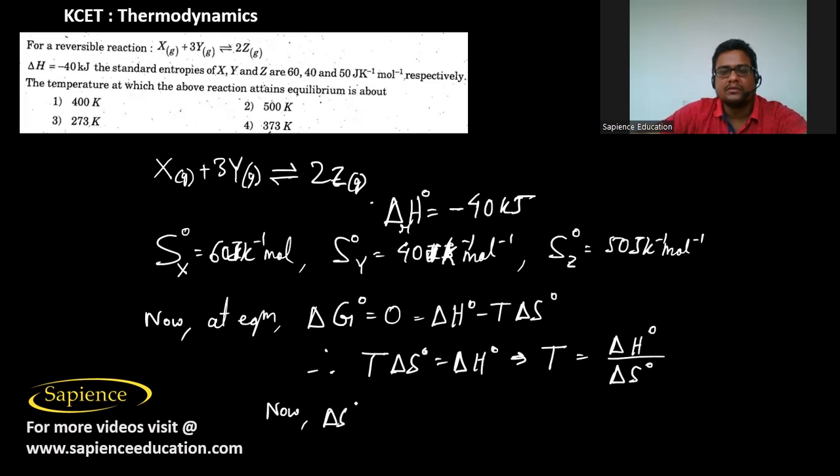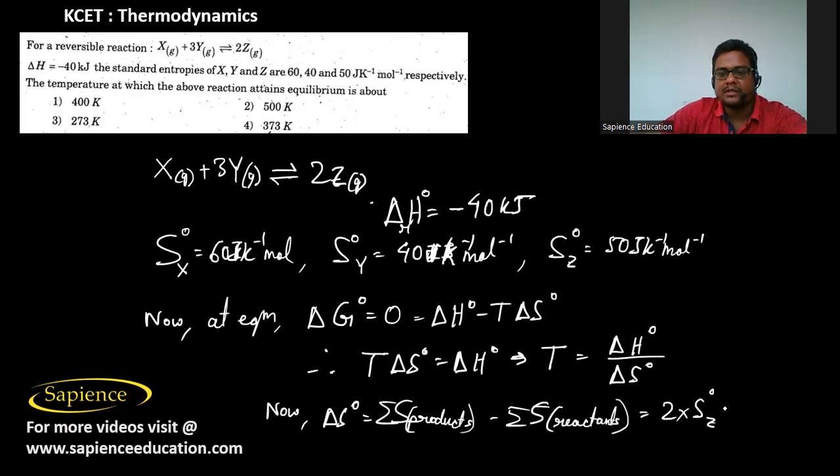Now delta S naught, how to find? Delta S naught will be equal to the sum of the entropies of products minus the sum of the entropies of reactants. So that will be equal to, here 2 moles of Z is formed, so 2 into entropy of Z, minus 3 into entropy of Y plus entropy of X. So that will be equal to 2 into 50 minus 3 into 40 plus 60.